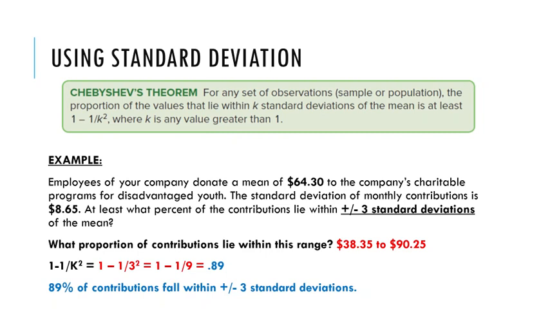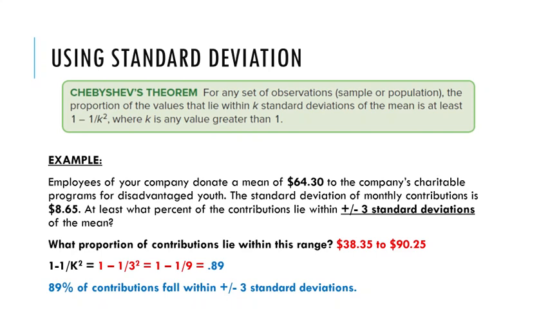Now, I didn't need to know what plus and minus 3 standard deviations actually was, but I think it makes the problem a little more understandable. If you go to your boss and say 89% of the contributions fall within plus or minus 3 standard deviations of the mean, he might say okay, but it might help to tell him what plus or minus 3 standard deviations is. And that's why we looked at $38.35 to $90.25.